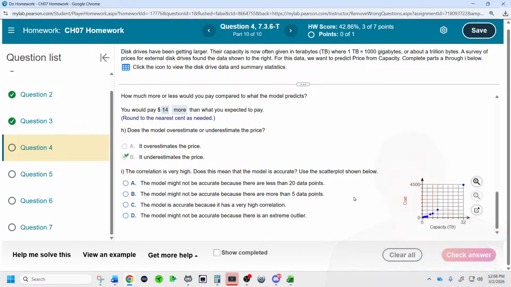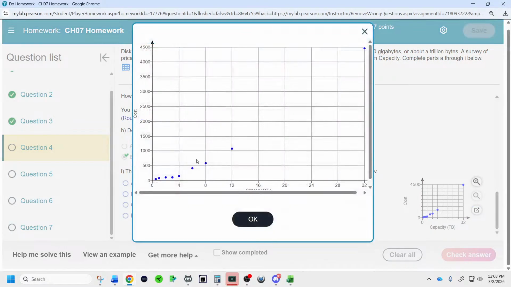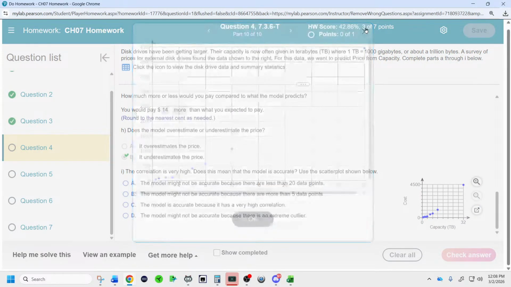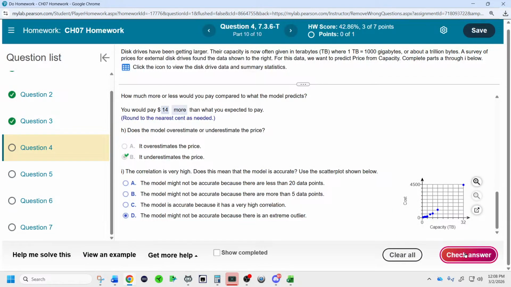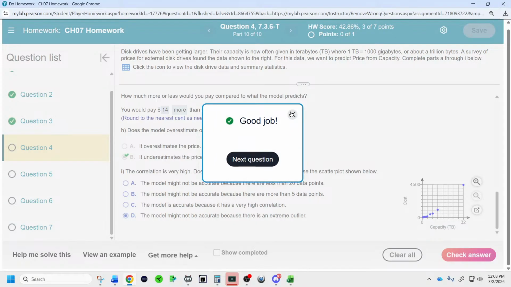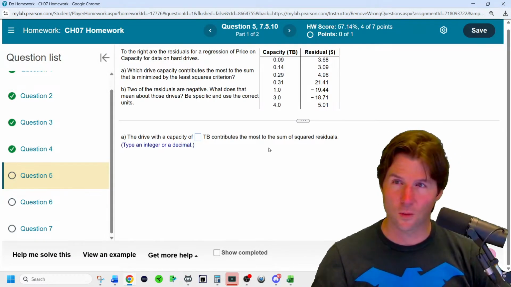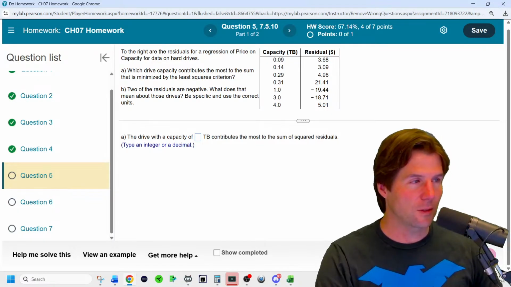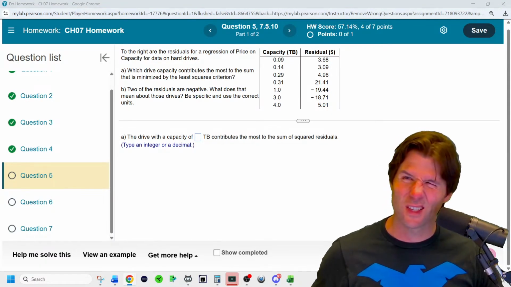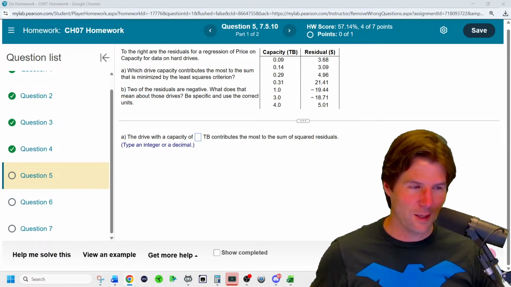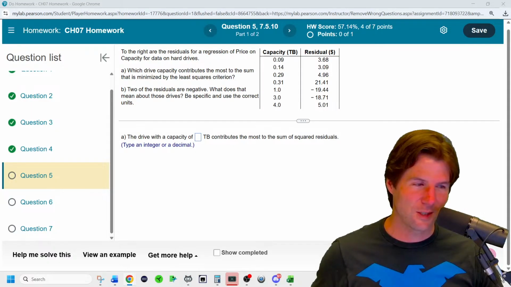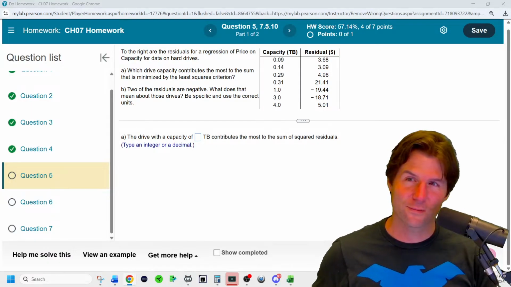No. There might be a relationship to this one extreme outlier pulling the data in this direction. So the model might not be accurate due to an extreme outlier. That's going to be right there. The outlier might be pulling the data in a certain way. So you have to watch out. The other answers are kind of nonsensical. Like, the model might be accurate because it has more than 5 points. We don't usually say things like that.